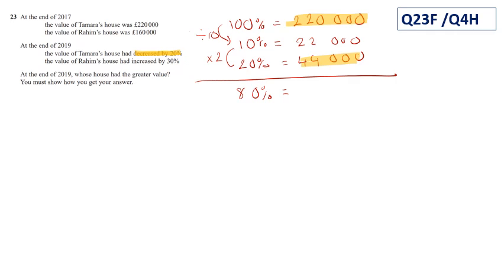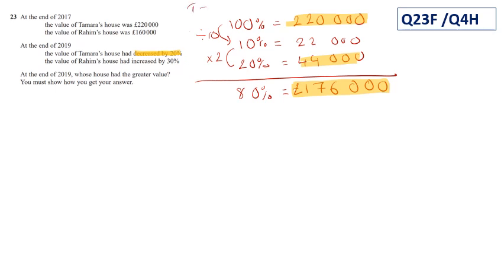Now we can do this subtraction mentally. So 220,000 take away 40,000, that will give us 180,000, and then take off an extra 4,000, which gives us £176,000. So at the end of 2019, Tamara's house was worth £176,000. Then we can move on to Rahim's house.